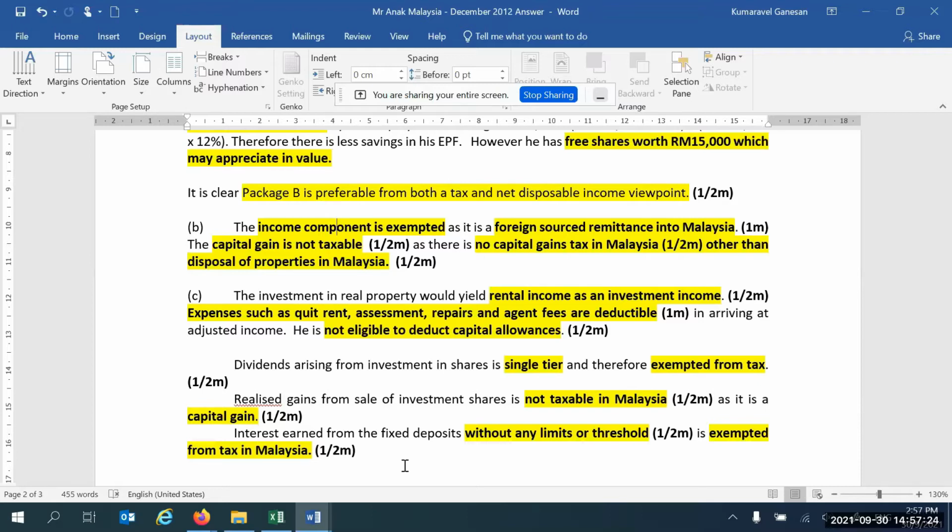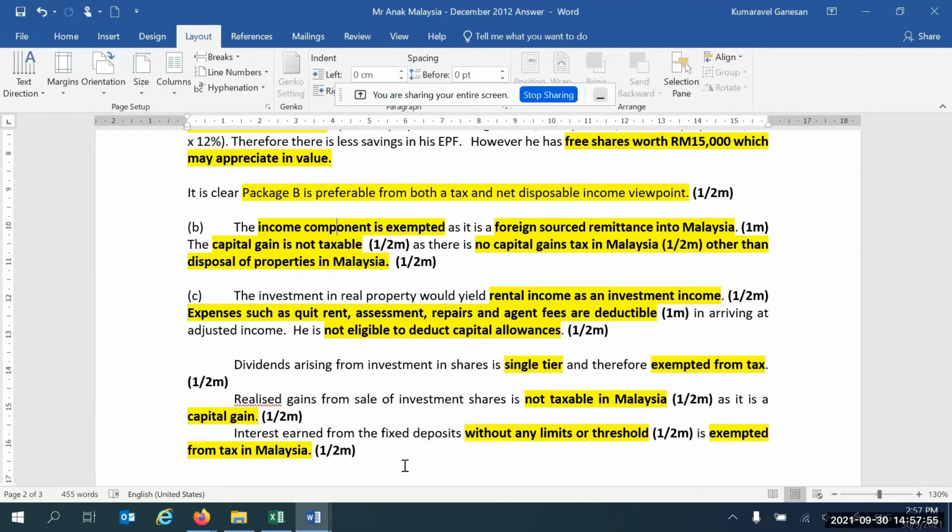So dividend, use the word exempted. Realized gain is not taxable in Malaysia. If you want to bring in that he's not buying and selling shares regularly, can, but they didn't say anything in the question. Just assume he's not doing that. So interest is exempted. Without any limits or threshold, what they are telling you is that the whole interest is exempted from tax in Malaysia for a resident individual.